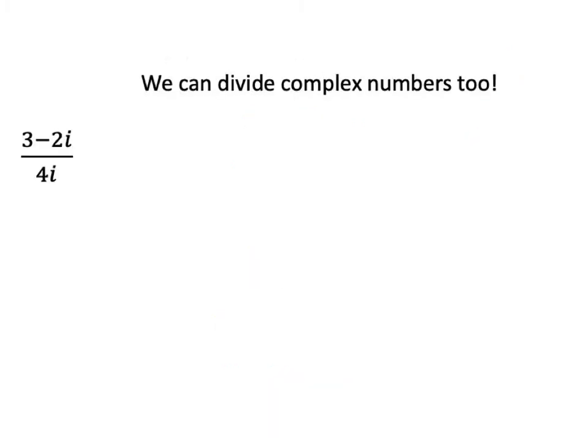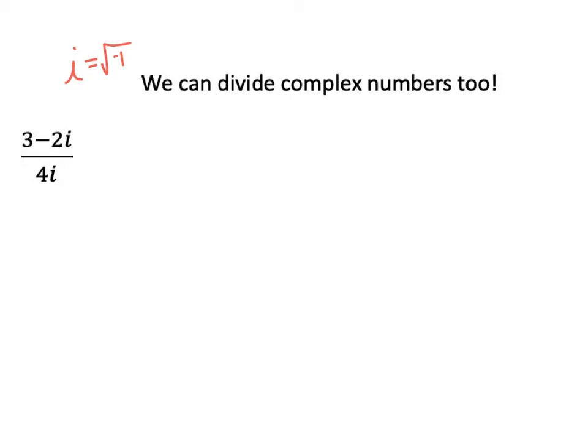We can divide, and this is where it gets a little tricky. How do I do 3 minus 2i divided by 4i? Well, I look for something to reduce, and it would have to be both this and this reduce, and that's not going to work. So remember that i is equal to the square root of negative 1. And we are not allowed to have square roots in the denominator, so we need to get rid of this. So how do I do that?